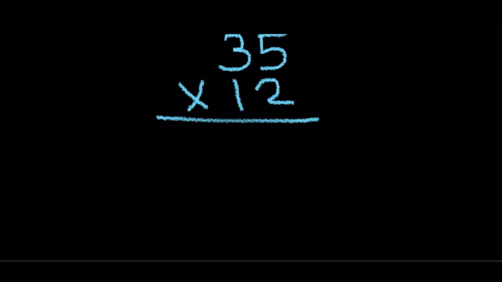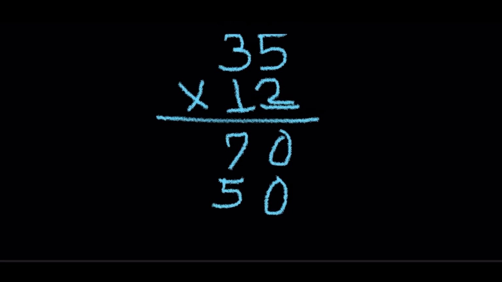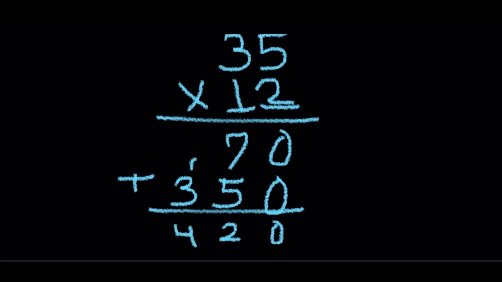We've done this hundreds of times. So we just take this first digit, multiply it by the top. So that'll be 10, carry the 1, so 70. And then we put a 0 here, and then multiply the second digit times the top. So that will be 1 times 5, and then 1 times 3. So 350. Then we add these two together, and get this.